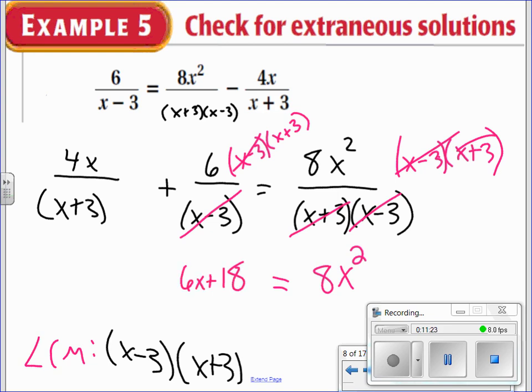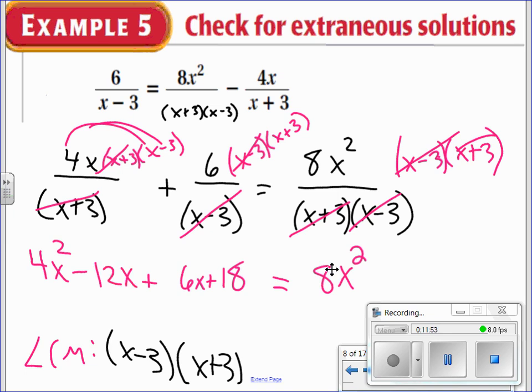I'll wait a second if you can catch up. I have one more place to do my LCM, my first fraction. X plus 3, x minus 3. Who's going to go away? So all our denominators are gone, and that 4x we'll have to distribute. Ooh, that's going to get us an x squared. 4x squared minus 12x. All right, I'm going to pause the video and let you give it a whirl and finish this off by yourself. See how you do. See how scholarly you can do.